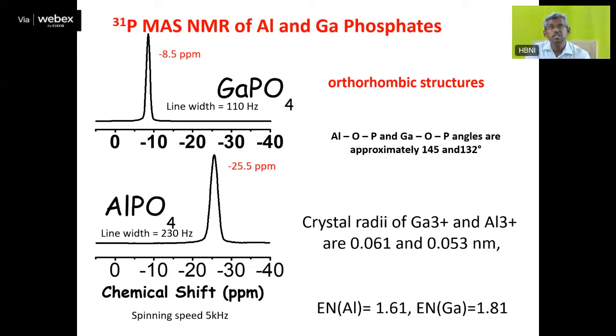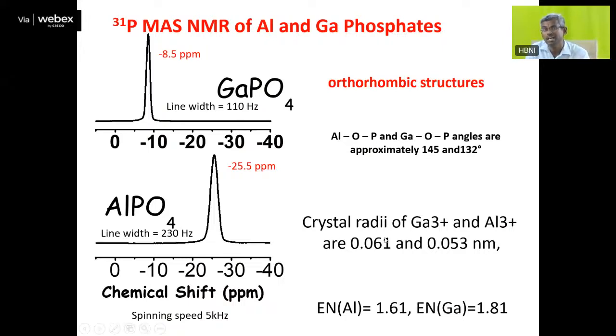This is a typical phosphorus NMR of 2 different types of phosphate, called aluminium phosphate and gallium phosphate. Aluminium and gallium belong to the same group, the third group, or we can say the 13th group. In that, aluminium comes first and gallium comes second. If you see, the ionic radii are nearly the same. In fact, aluminium has a smaller ionic radius because of the covalent nature in alumina and other inorganic compounds.